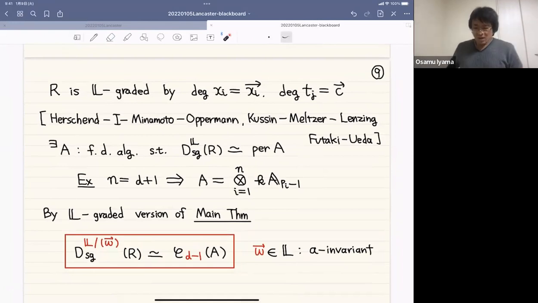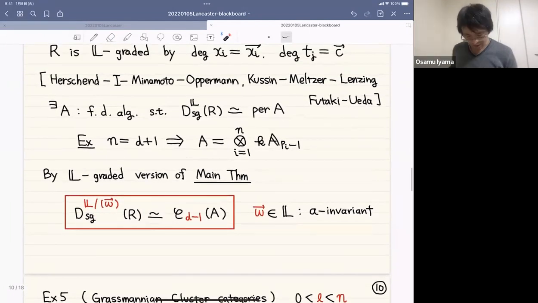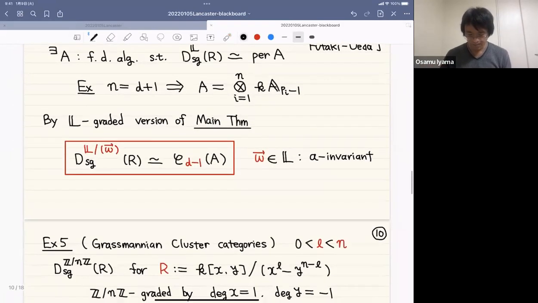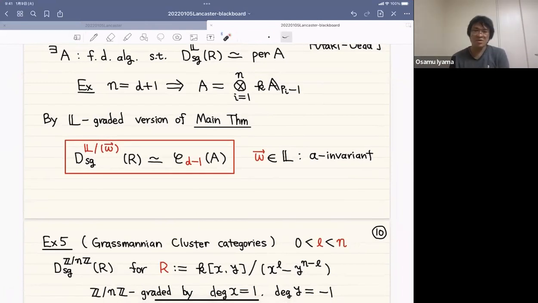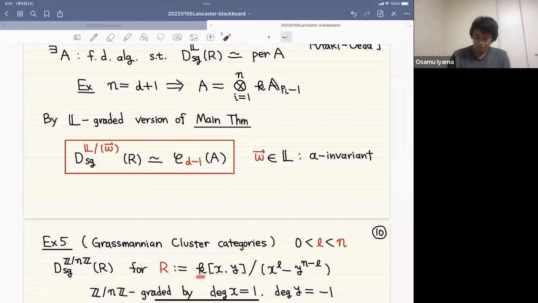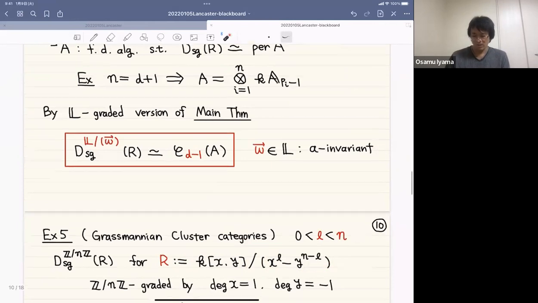Now I give the last example in my talk. It is the so-called Grassmannian cluster category, studied by many people recently in connection with categorification of the homogeneous coordinate ring of the Grassmannian. The Grassmannian cluster category is also defined as a singularity category of a certain Gorenstein ring. The ring is one-dimensional and given in a very simple way: a polynomial ring of two variables modulo one relation, x^l minus y^{n-l}.